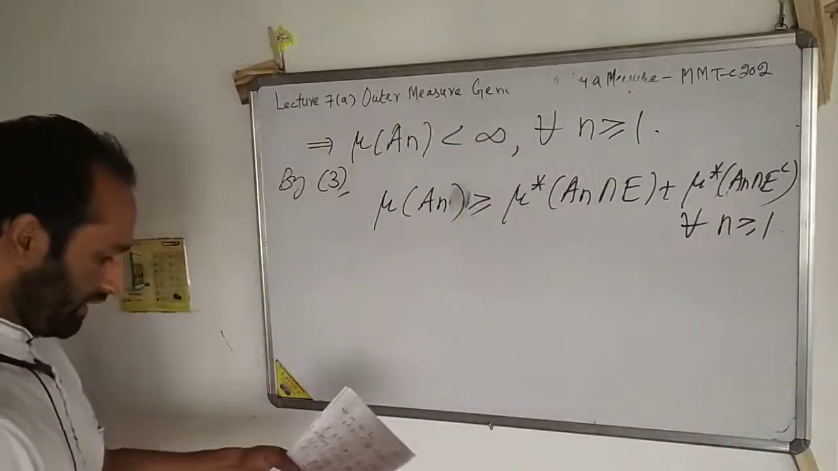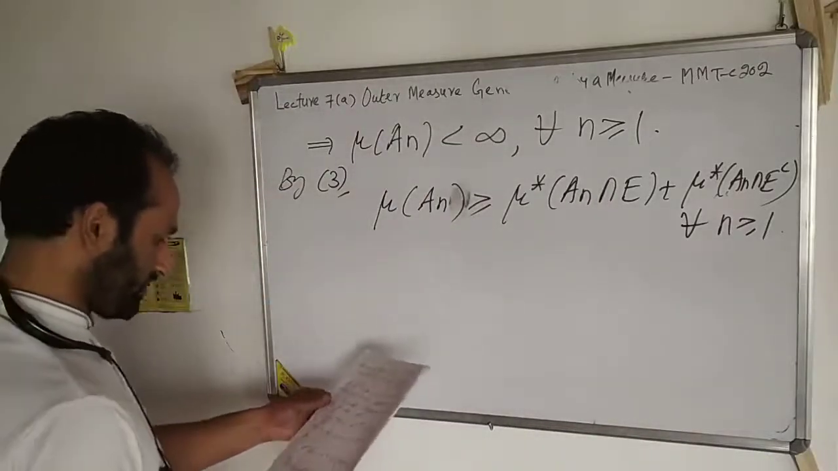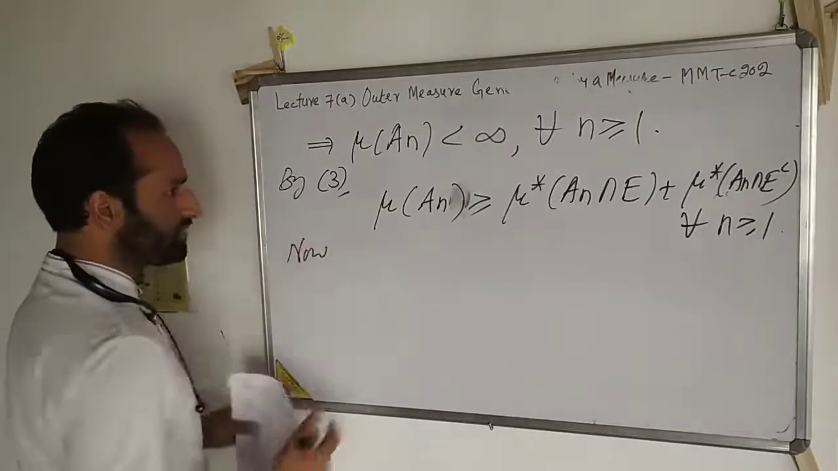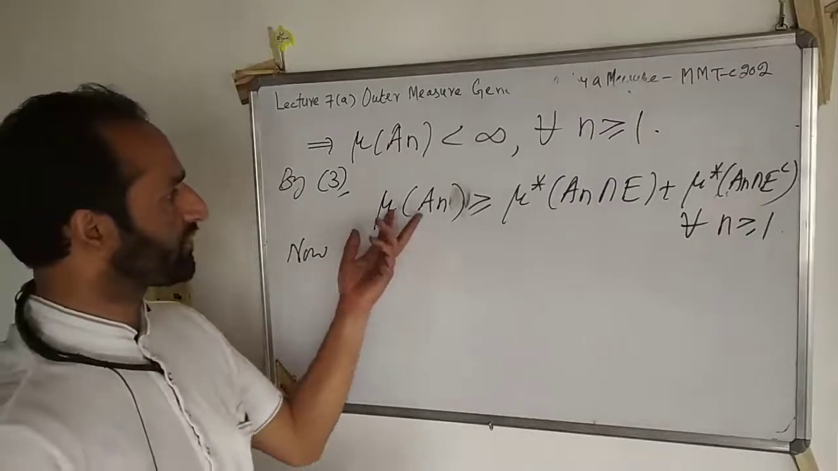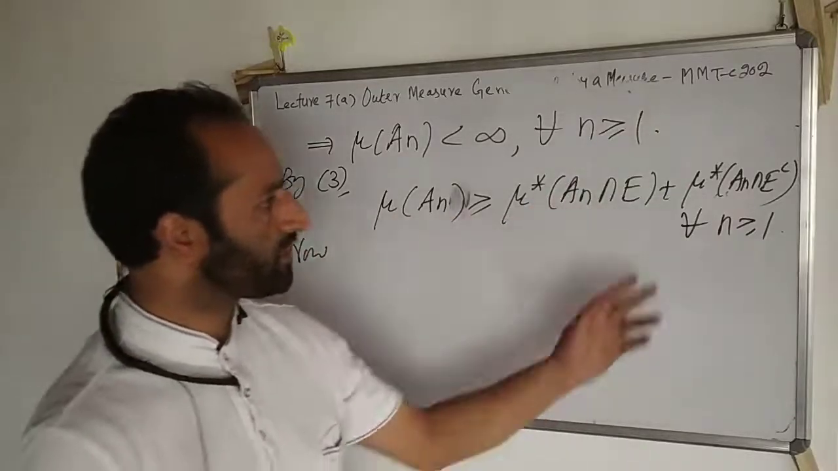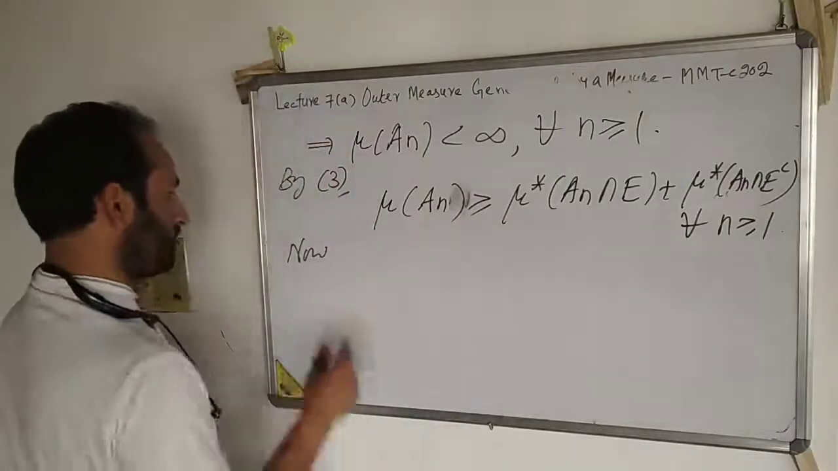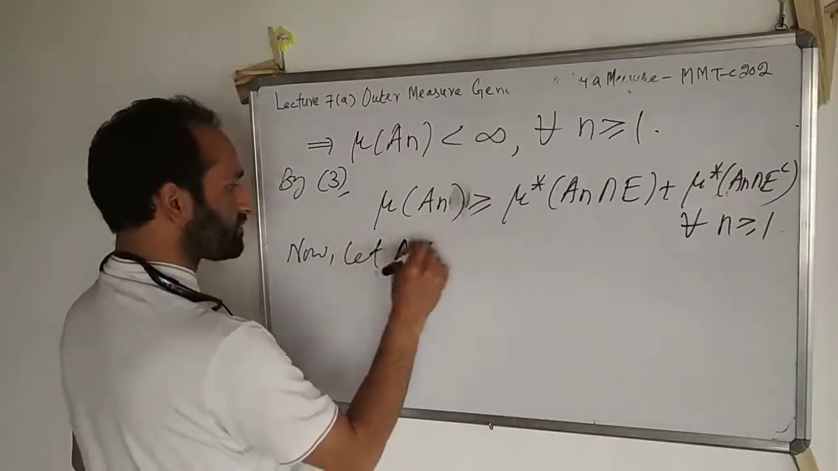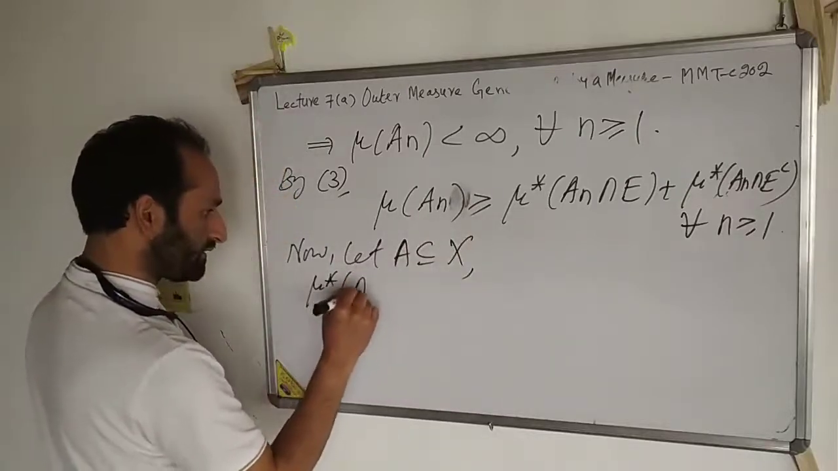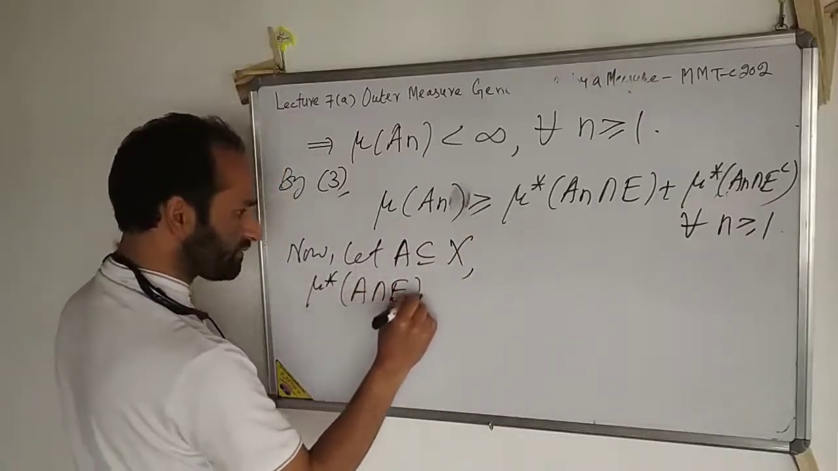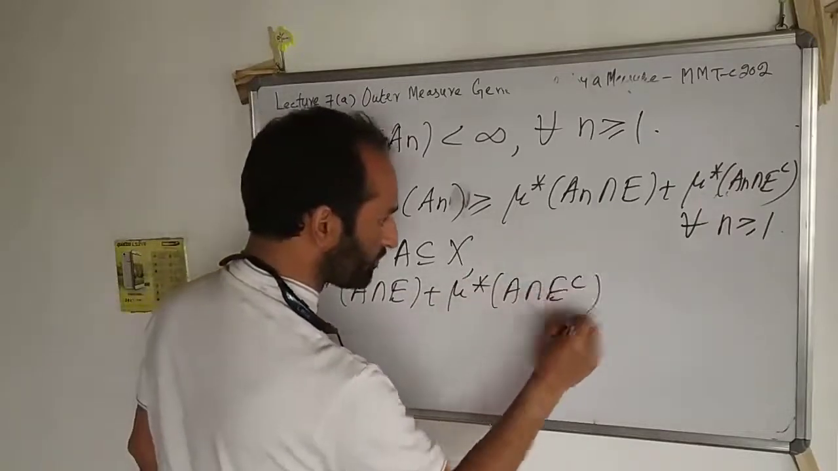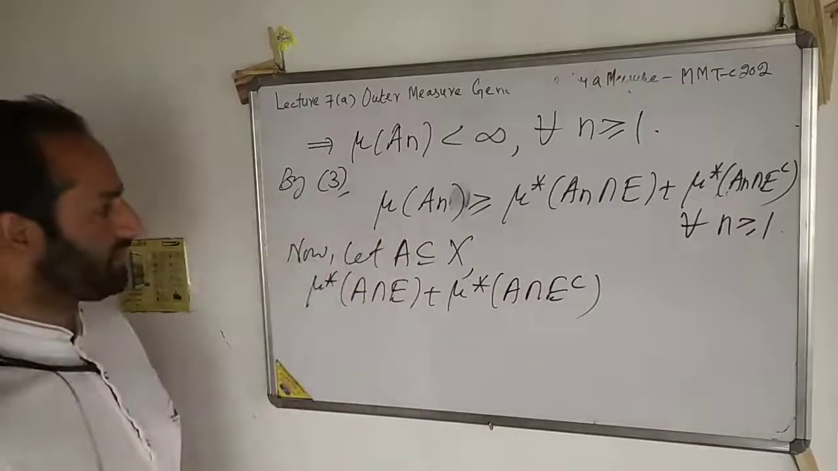So now we check this. Now we need to show that mu star of A should be greater or equal to mu star of A intersection E plus mu star of A intersection E complement for every subset A of X. Now let A be any subset of X. Then we check this mu star of A intersection E plus mu star of A intersection E complement. We show that this is less or equal to mu star of A.